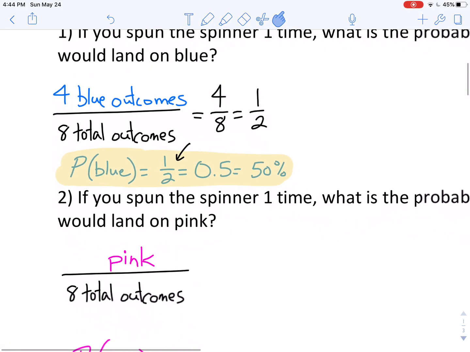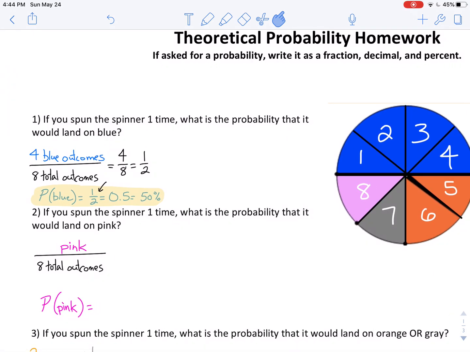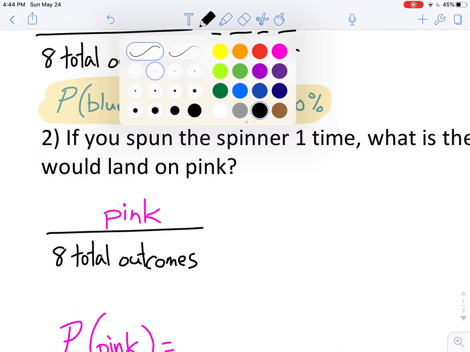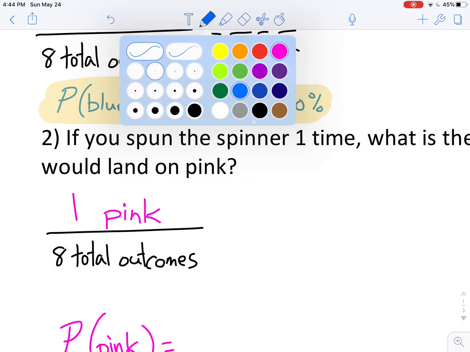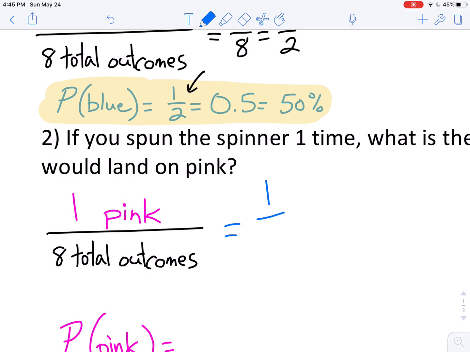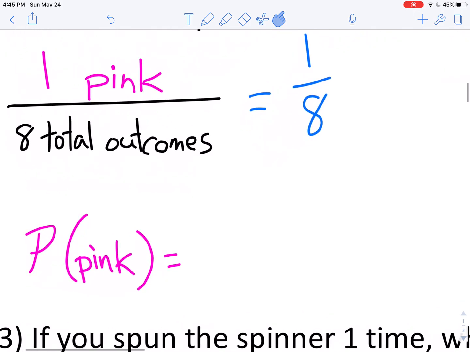All right, the second one I didn't do for you, so let's look back at the spinner. There are 8 total sections, only one of them is pink, so my numerator should be 1. So 1 pink out of 8 total outcomes is the same as the fraction 1/8. That can't be simplified, so I can go right down to saying capitalized, italicized P, probability, and then of pink.